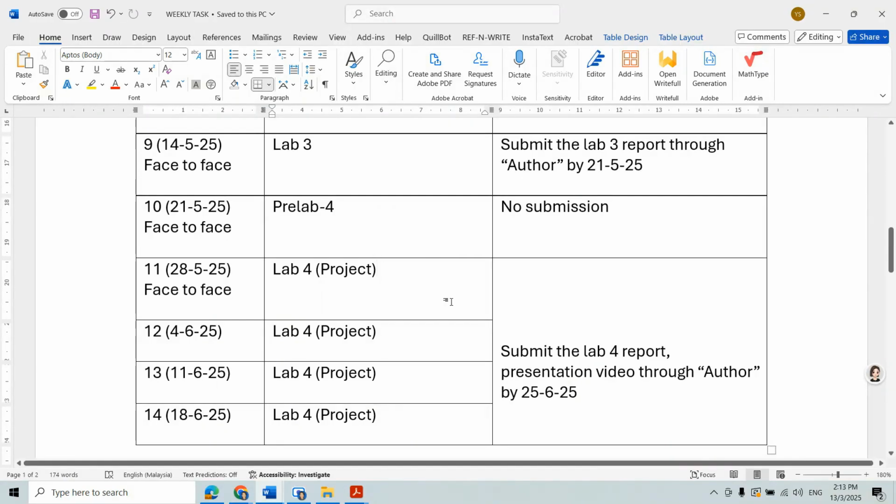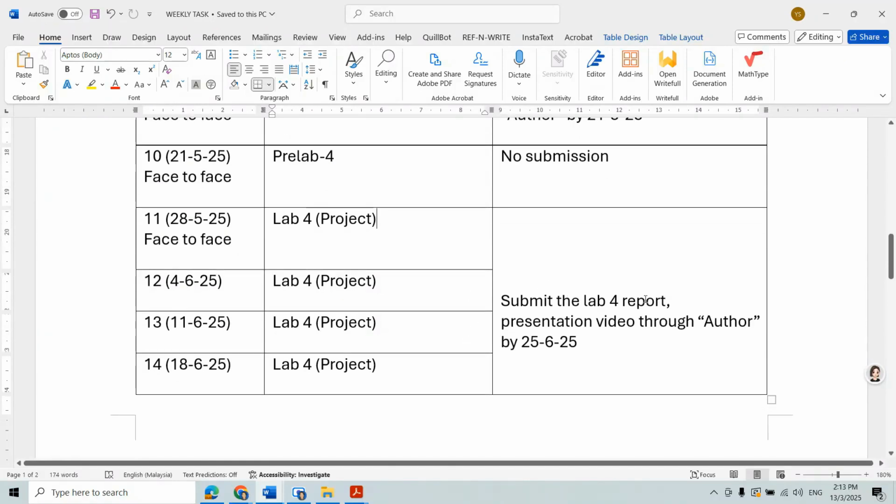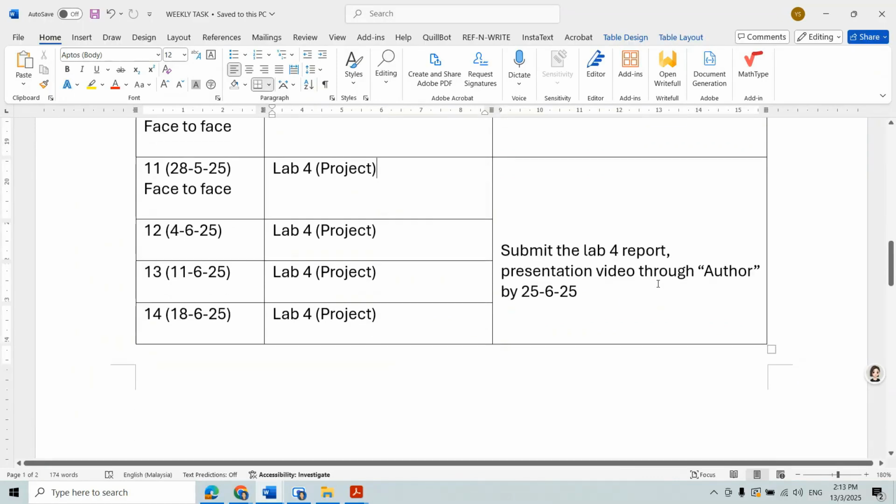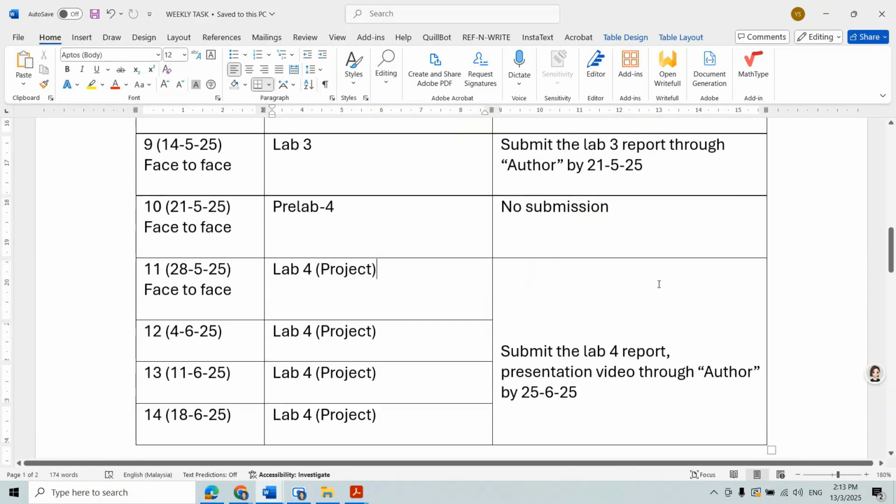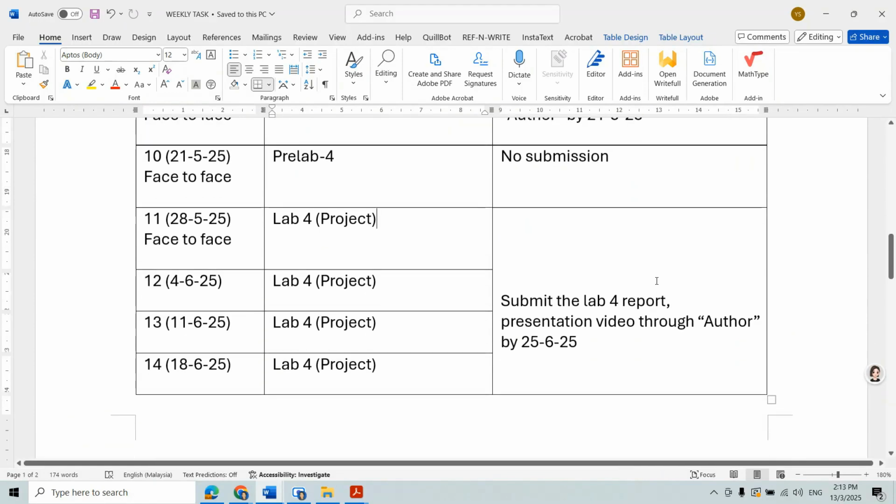In week 11, it will be given to you face to face. In the following weeks, we'll be discussing lab 4. You have to submit the lab 4 report through the Otter platform by 25th of June. This is the last week, the 15th week. This is the due date for you to submit lab 4, which is your report.